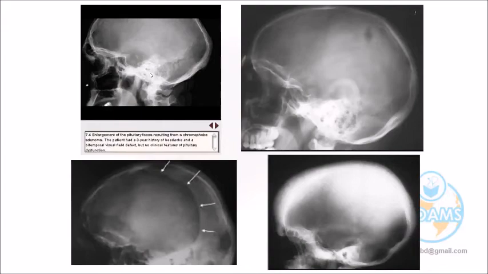So look at the four pictures. How are you confused? This I have shown, right, doctor? In the lower one, yes, hair on end appearance. And in the skull, there is some black osteolytic lesion. More likely this is multiple myeloma.